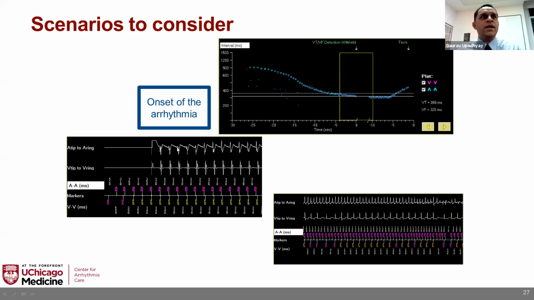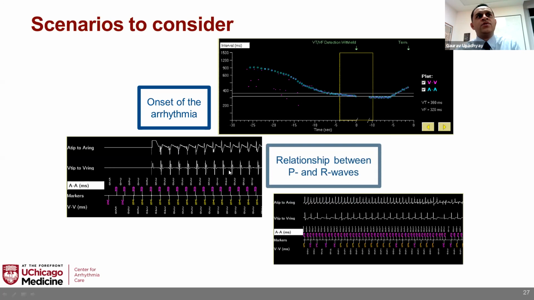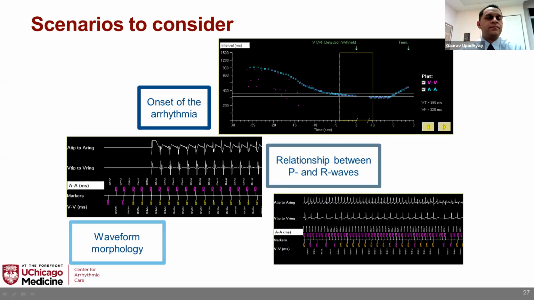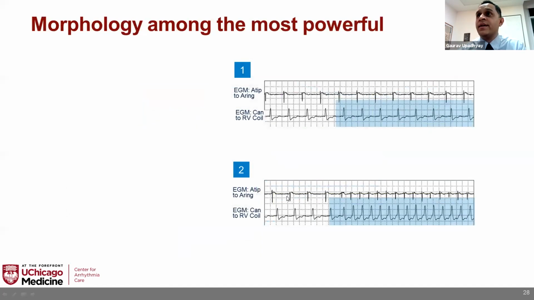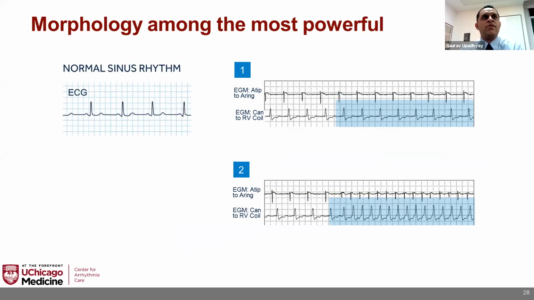What's another approach we could use? Well, we could ask the question, what's the relationship between the P and the R waves? If there's a one-to-one relationship, it is less likely to be ventricular. What about the morphology? Could we take advantage of the morphology that's present at the ventricular electrode? And finally, stability. You know, if an arrhythmia is incredibly stable, it is more likely to be a monomorphic ventricular tachycardia than an irregular atrial fibrillation. So morphology is among the most powerful.